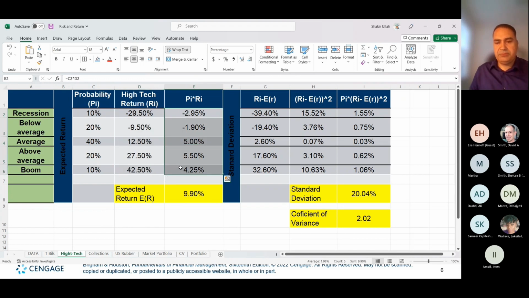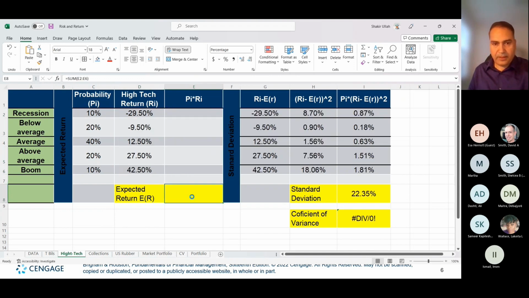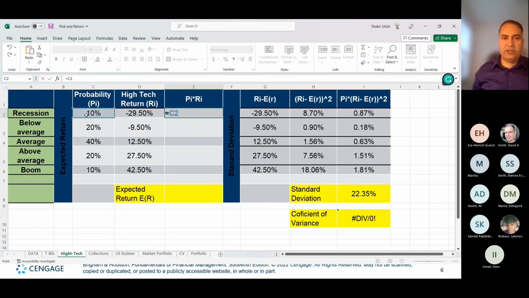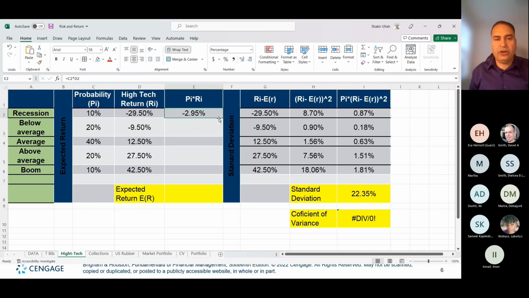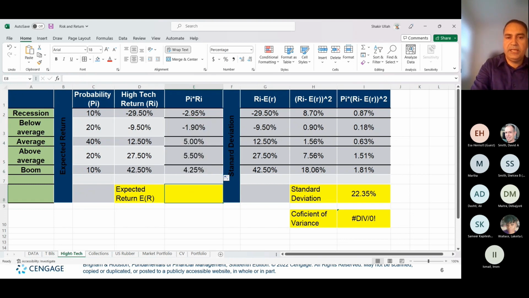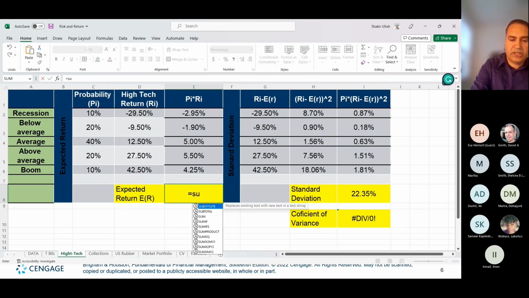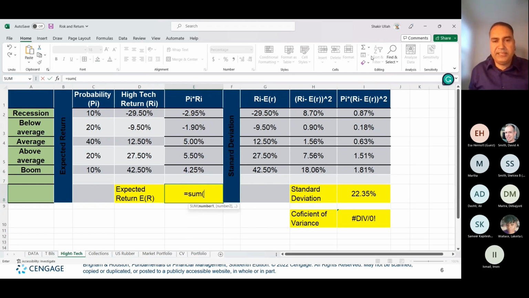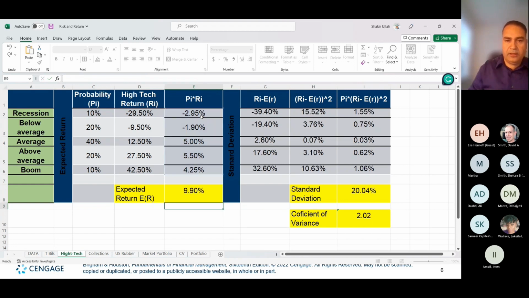So what we do, we first multiply the probability of the economic situation with the return that we can expect in that situation. That's simply the multiplication of the two. Then you apply this to everything, and that's what you get. And the expected return would be the sum of these, equals the sum of these probability adjusted returns.